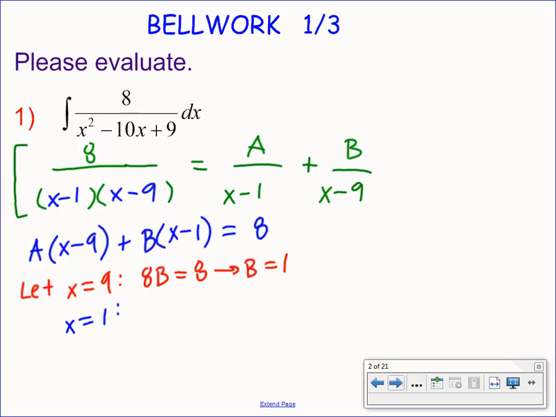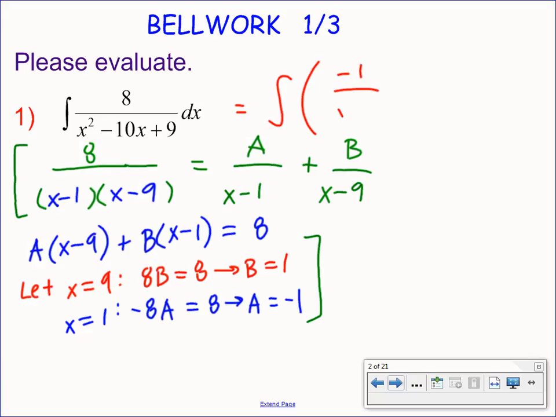So if I let x equal 1, then this b term would drop out, and 1 minus 9 is negative 8. Negative 8a equals 8. So now I know that a equals negative 1. Which means that all that algebraic work was simply so I could rewrite my original as the integral of a is negative 1, so negative 1 over x minus 1, plus b is positive 1 over quantity x minus 9, and that's equivalent to the original fraction.